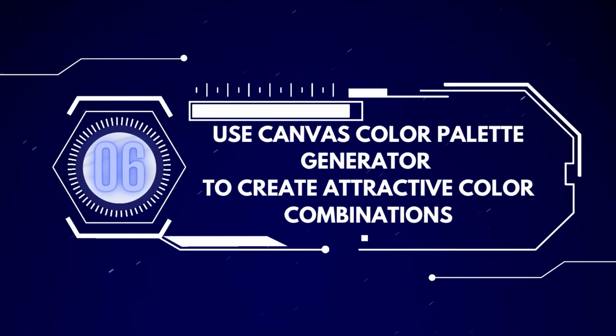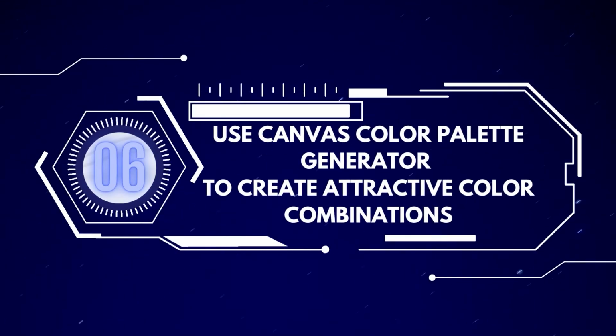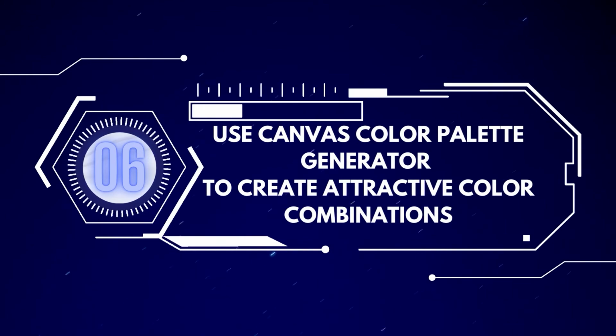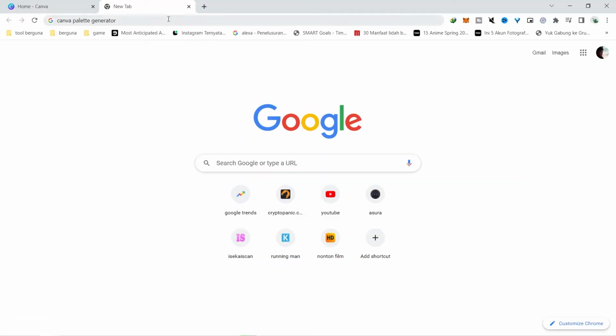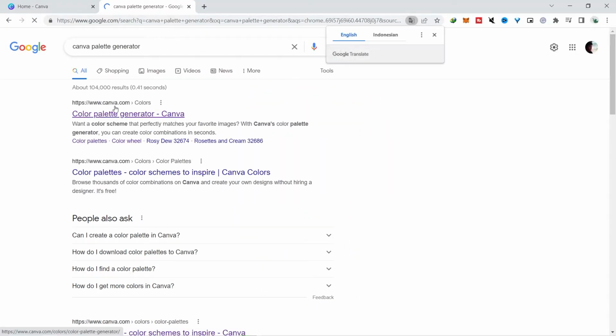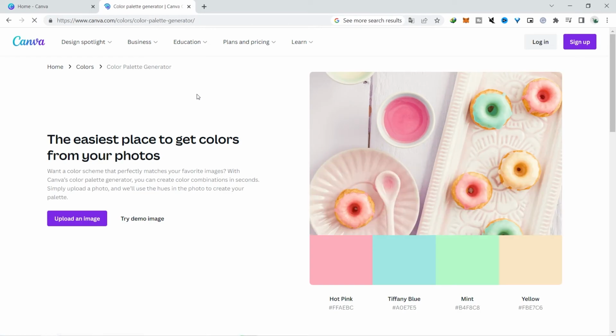Tip and trick number 6 is to use Canva's color palette generator to create attractive color combinations. How to use this feature is that you only need to type in Google Canva palette generator, then you select the website. At the top, of course, the website is Canva. Then you will be given a choice, namely try the demo or upload your image.